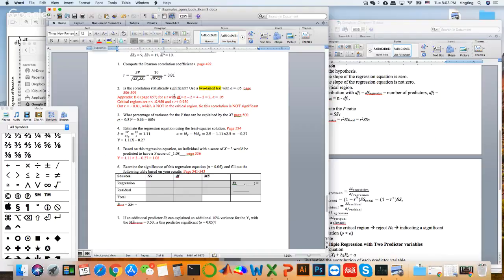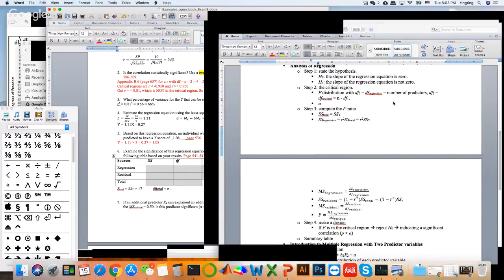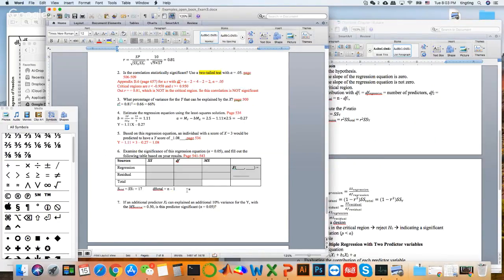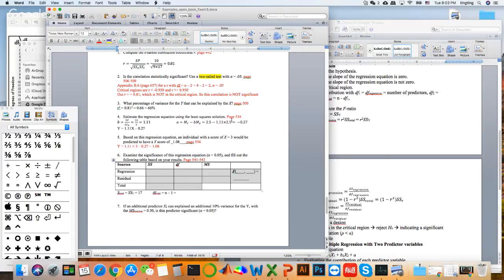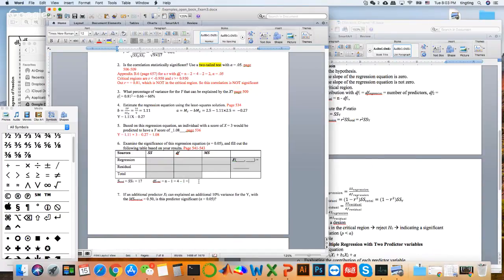We have N here, 17. And DF total equals N minus 1. How many subjects do you have? 1, 2, 3, 4. 4 minus 1 is 3.